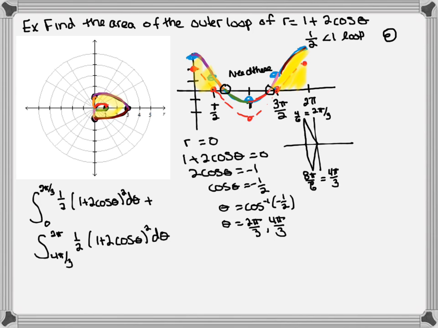Okay, so I'm going to use the calculator to calculate these out. And that turns out to be 8.881, and that would be the area of the outer loop.